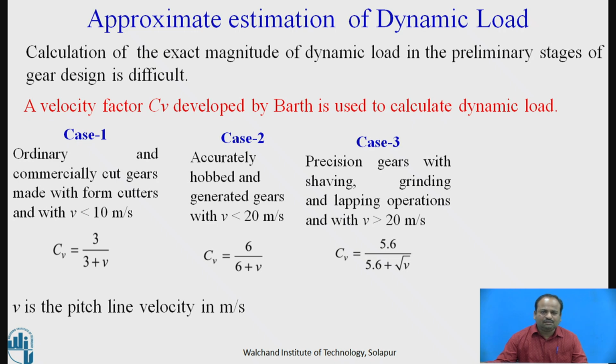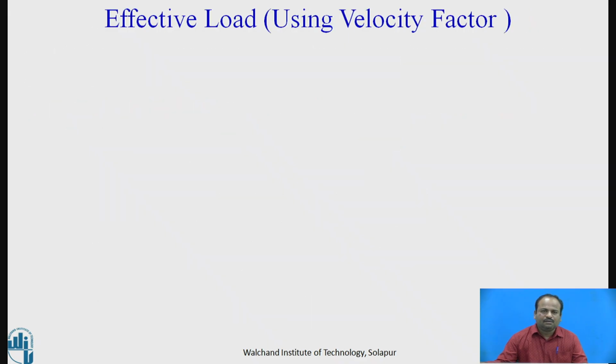So V is nothing but the pitch line velocity that we can calculate with the help of V is equal to pi d n upon 60 into 10 raised to 3. So now how to calculate the effective load using velocity factor? Effective load formula is P effective is equal to CS PT upon CV.